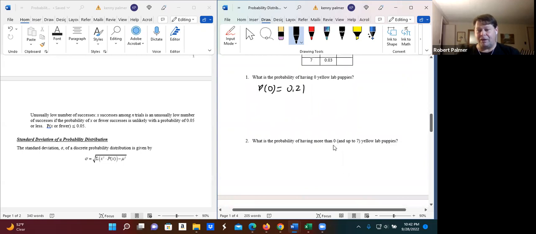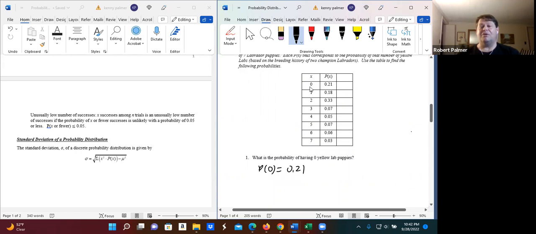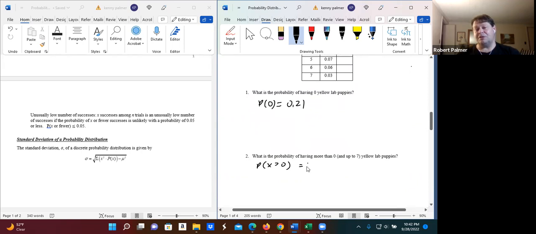What's the probability of having more than 0 and up to 7 yellow lab puppies? This time, the probability is that X is greater than 0, up to 7. This is an or question, and these are all mutually exclusive since you can have either 0 or 1 or 2 and so forth; there can't be any overlap. You could do this as the probability of 1, not including 0, plus the probability of 2, all the way up to the probability of 7.